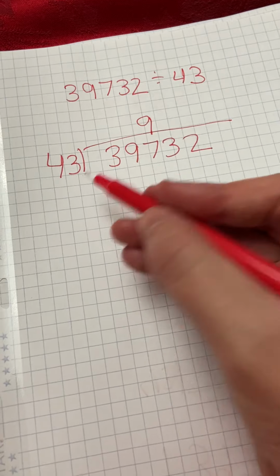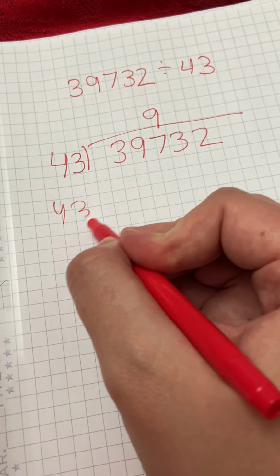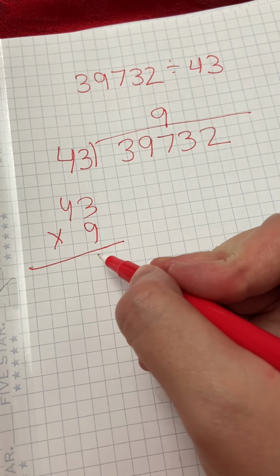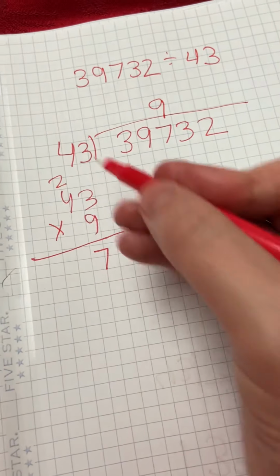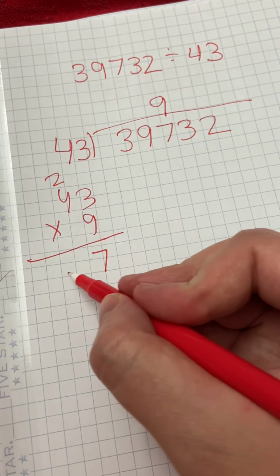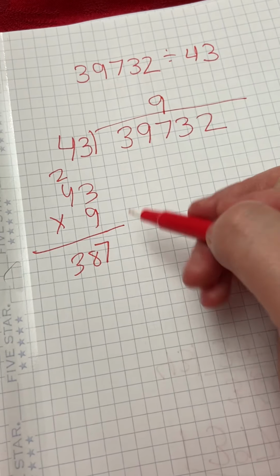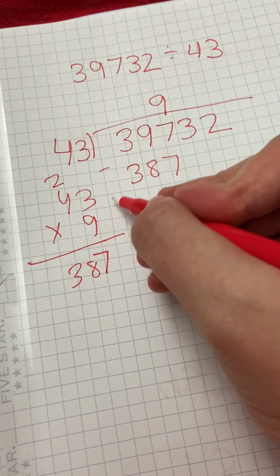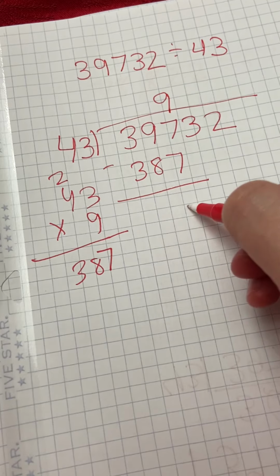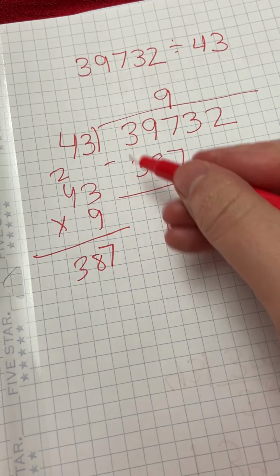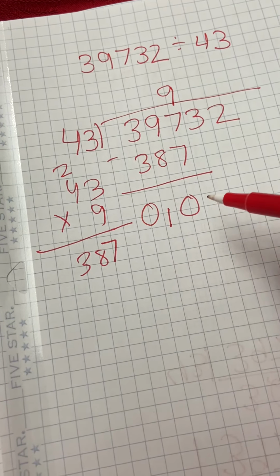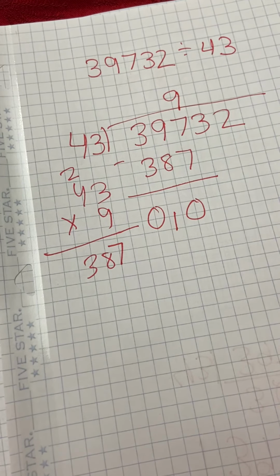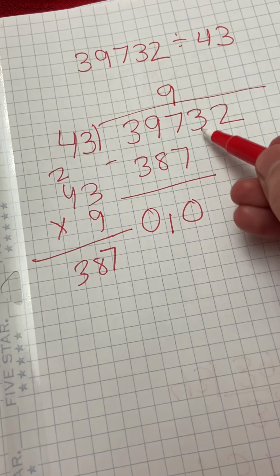Now I'm going to multiply 9 times 43 and see if I am correct. 9 times 3 is 27. Carry the 2. 9 times 4, 36, plus 2, 38. So we're good so far. It can't be higher than 397, so that's good. Now I'm going to subtract. 7 minus 7 is 0. 9 minus 8 is 1. 3 minus 3 is 0, and I have 10. That's good because my number also can't be higher than 43. Those are ways you can see that you did something incorrectly.